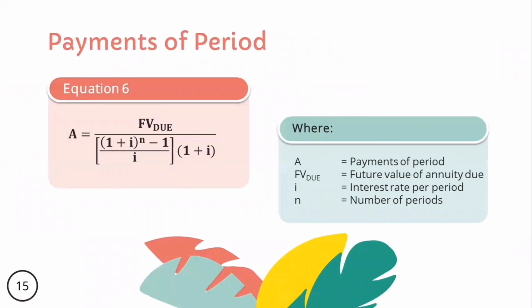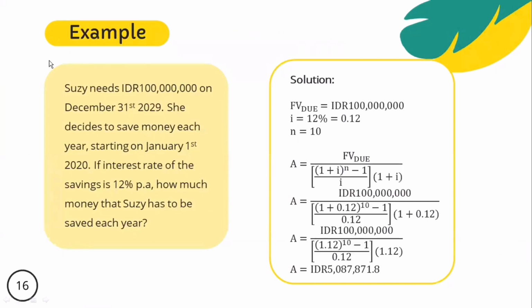Next is to find the payments of period. We use this formula. So this is the example. So we have to substitute this information to the formula. So we get A is like this.